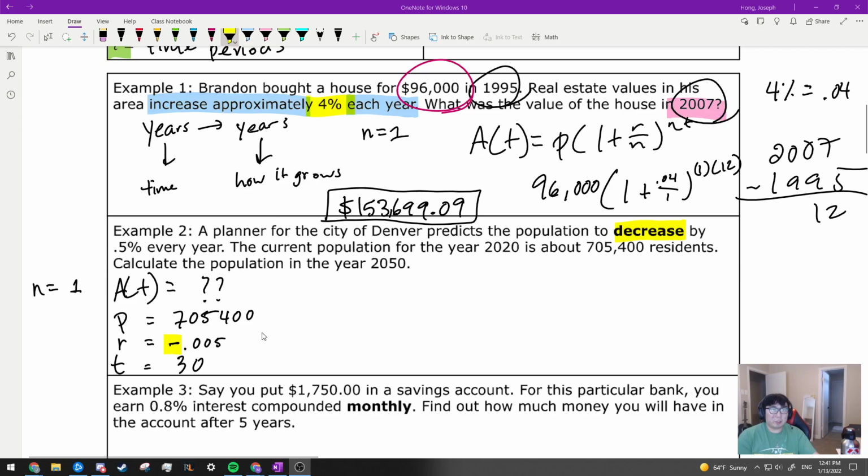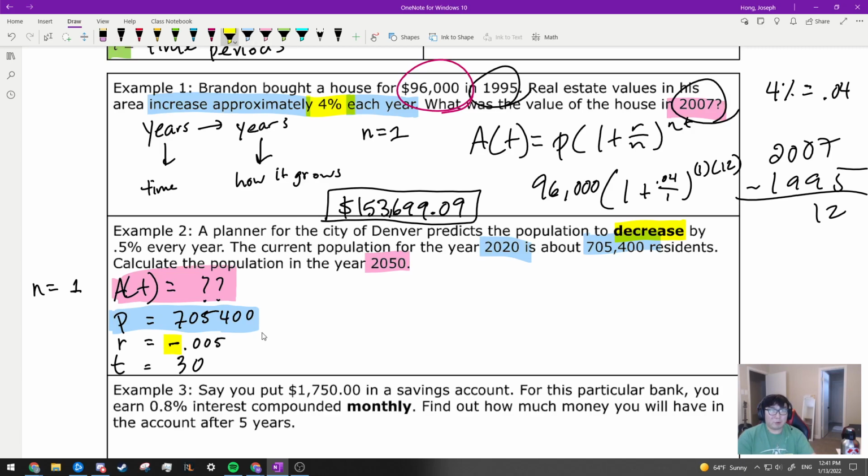Okay, so number 2, I labeled my variables because they're talking about the year 2020 having this many people. So that's my investment or my initial amount before. And they're asking me how many people are going to be alive in 2050. So that's how I know that this is going to be the answer to the question that was presented in example 2.